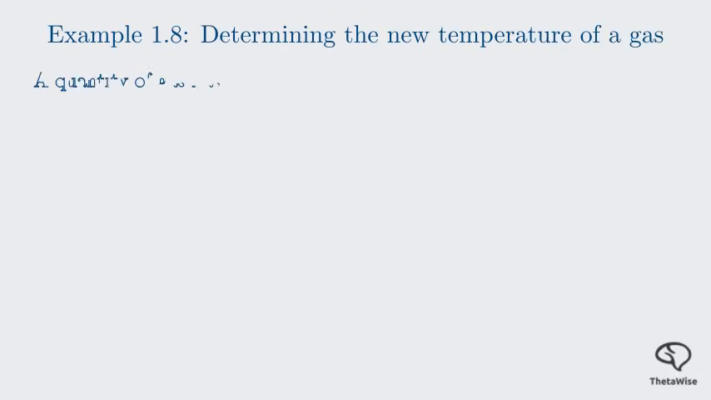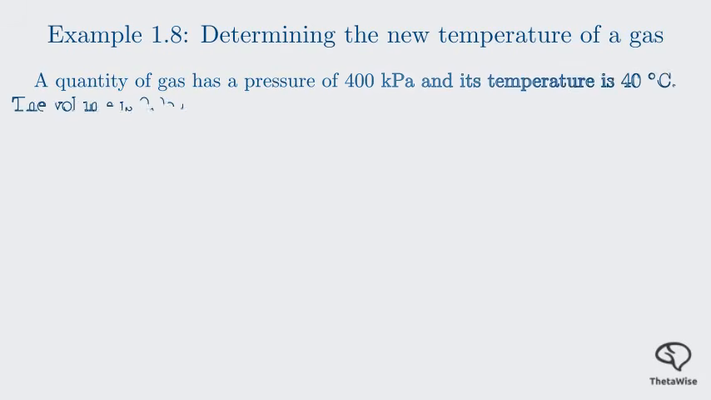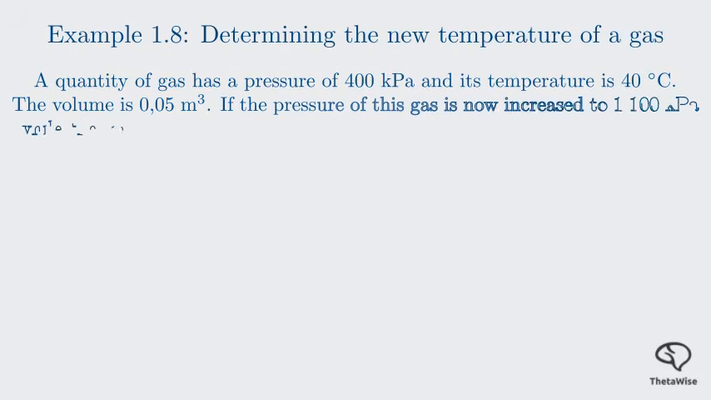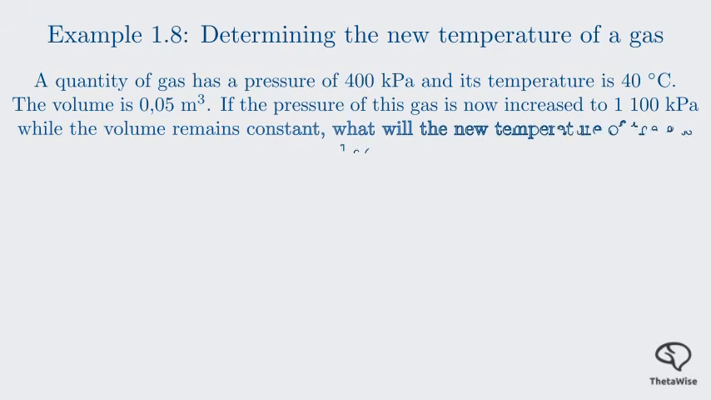Let's work through an example of an isochoric process. The problem states that a quantity of gas has a pressure of 400 kilopascals and a temperature of 40 degrees Celsius when its volume is 0.05 cubic meters. If the pressure is increased to 1100 kilopascals while the volume remains constant, we need to find the new temperature. The problem explicitly states the volume remains constant, so this is an isochoric process.